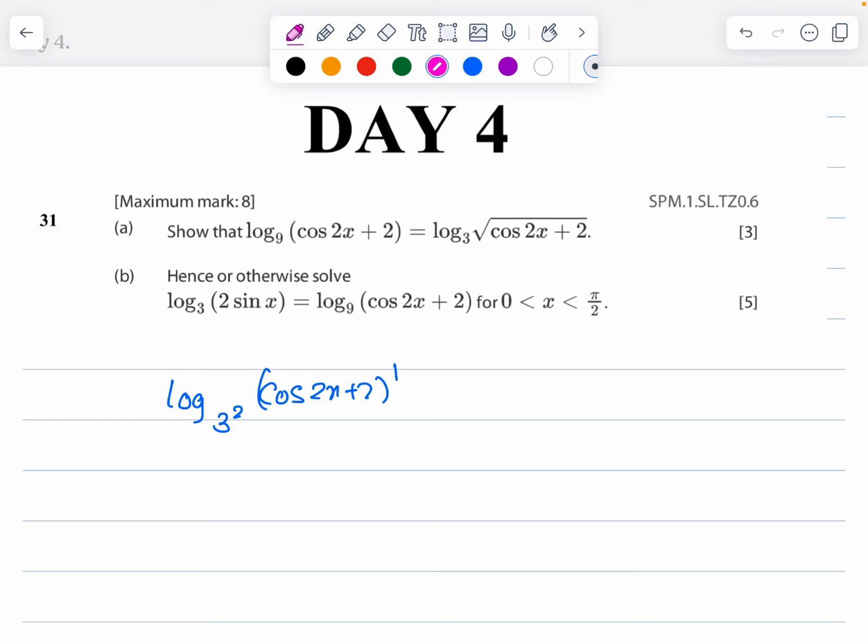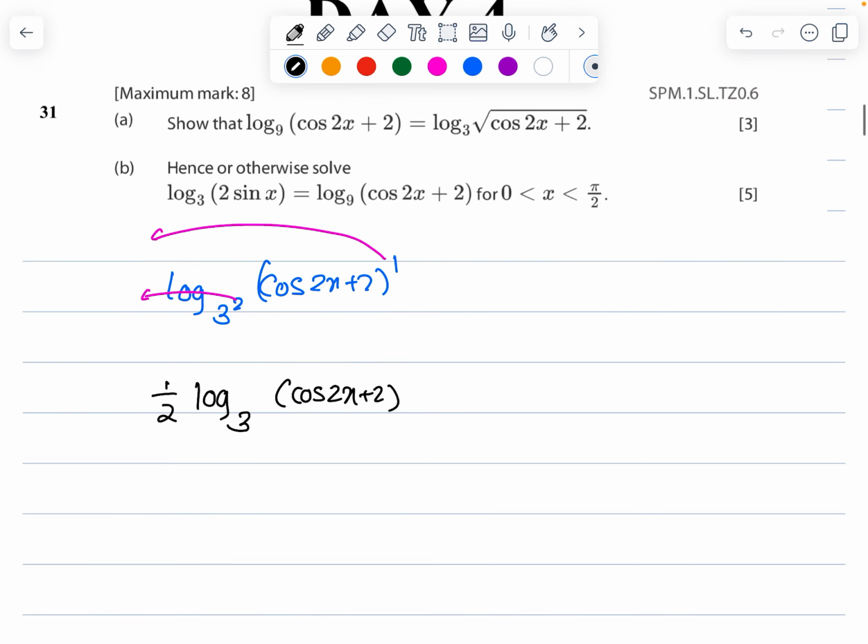So we know that this power comes to the numerator and this power comes to the denominator. So it becomes 1 upon 2 log base 3 cos 2x plus 2. Now again 1 upon 2 is a fraction that goes to the power. So it becomes log base 3 square root of cos 2x plus 2. That's what he's asking us to prove. Now that is part A.